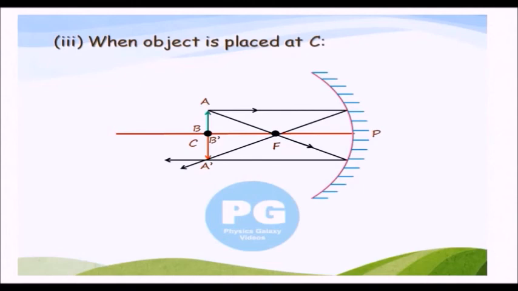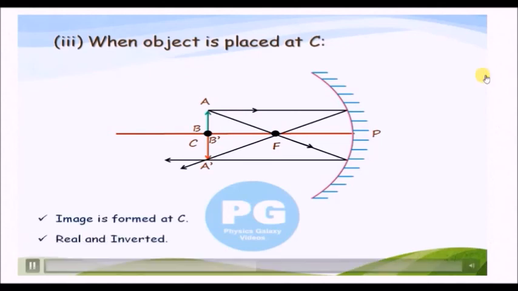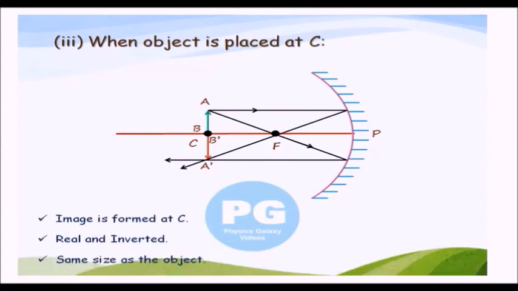So, here's what we can say about image. The image is formed at center of curvature. The image is real and inverted. And it is of same size as the object. When the object is at the center, both object and image are at the center of curvature.